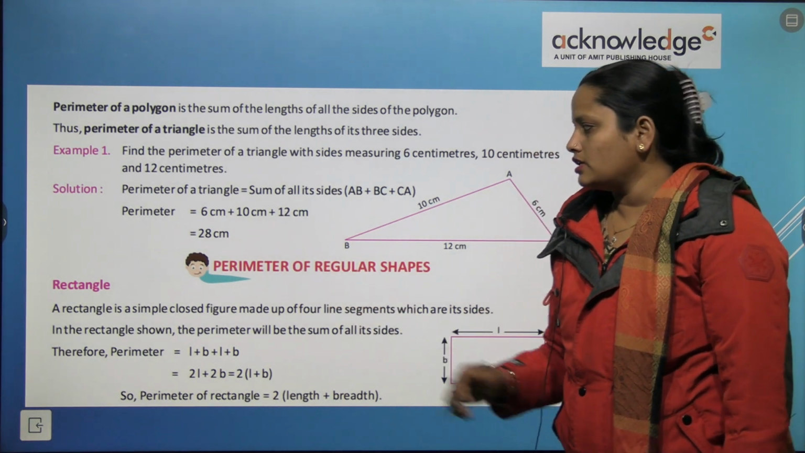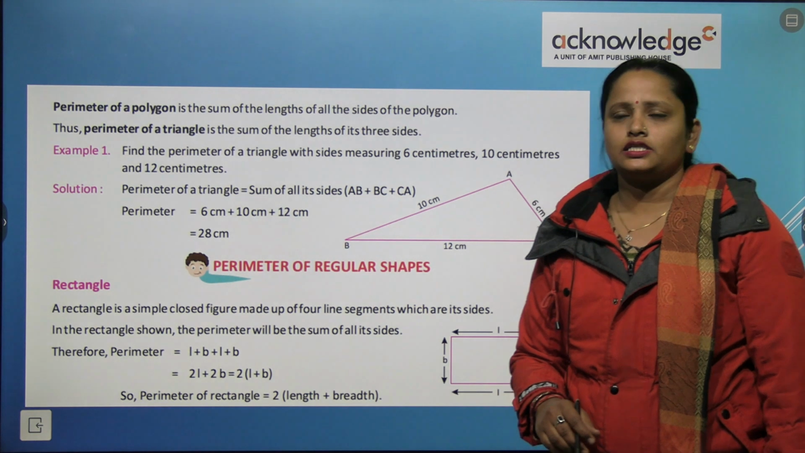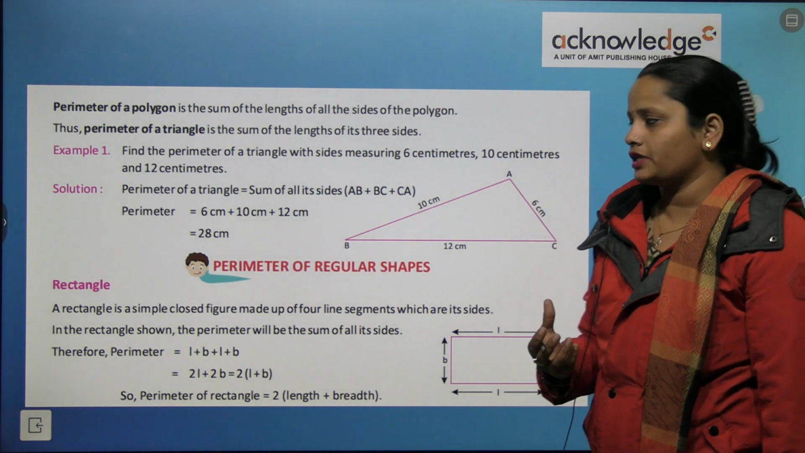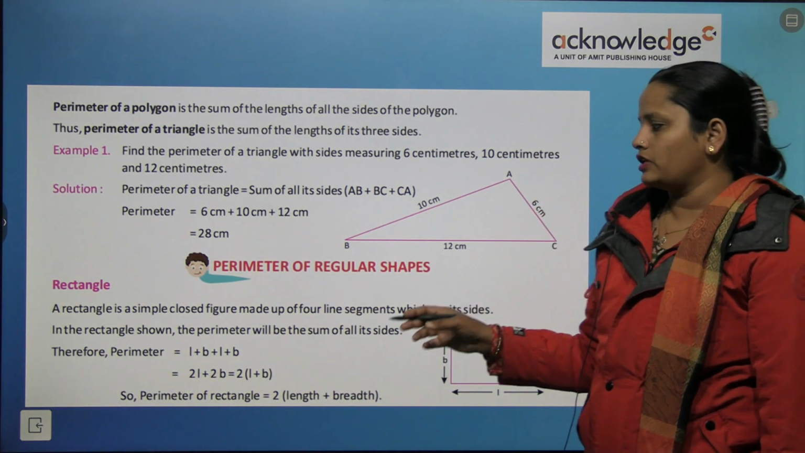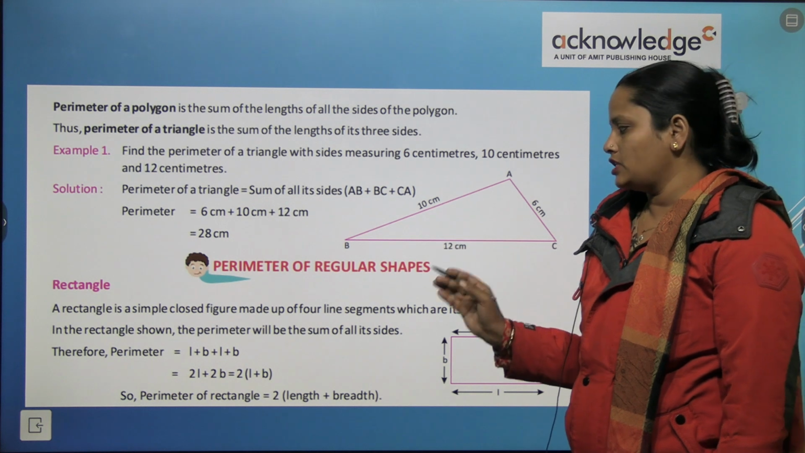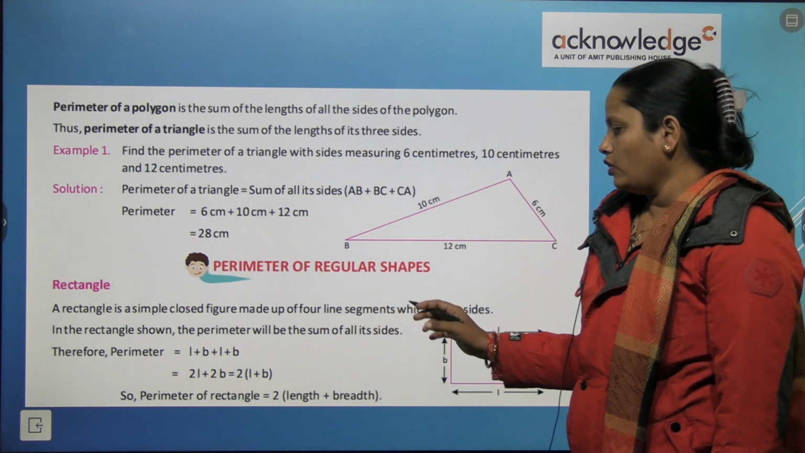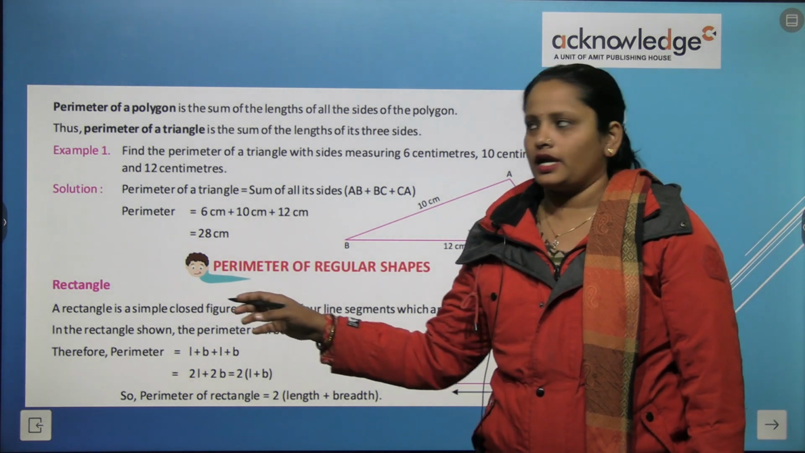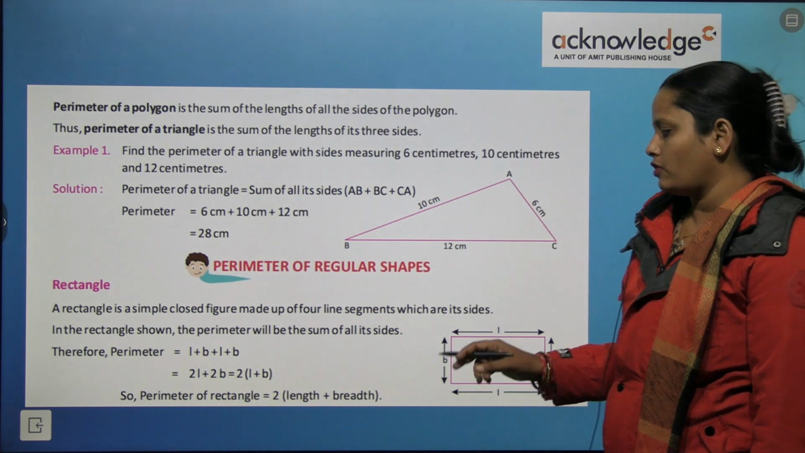Now let's learn the perimeter of a regular shape. The first is the rectangle. अब rectangle की perimeter क्या होता है? How do we calculate it? A rectangle is a simple closed figure made up of 4 lines. So as you know, that rectangle is made up of 4 lines. So which 4 line segments, which are its sides. So in a rectangle shown, the perimeter will be the sum of all its sides.